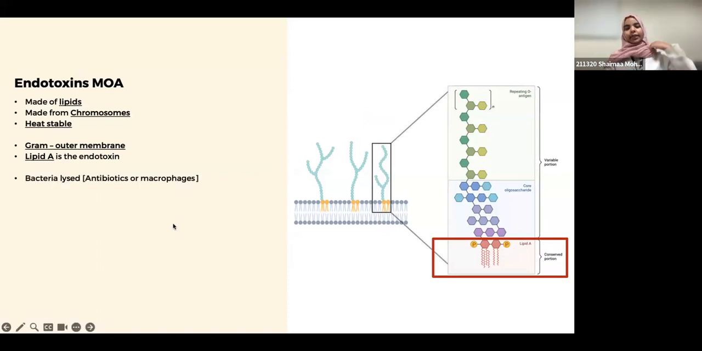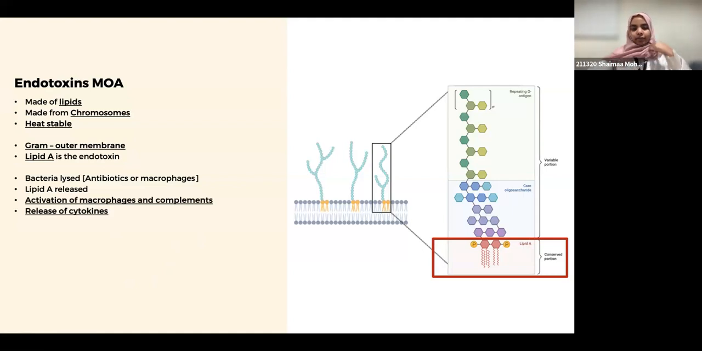What happens basically is a bacterium lyses, dies, and explodes, either due to antibiotics or macrophages that ate it, so the immune response. Lipid A is released, and lipid A is the endotoxin. It's going to activate macrophages and complement. Then there's a release of cytokines. These cytokines cause inflammation, fever, and septic shock, and septic shock can cause multi-organ failure, and then the person can die. So it's a very tricky situation. Sometimes you give antibiotics and kill all the cells, and then the lipid A is released and you get septic shock.